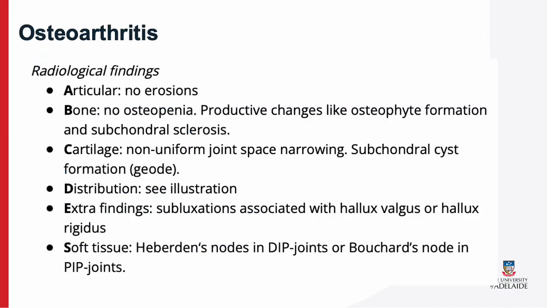So the A, B, C, D, E, and S of osteoarthritis. A, no erosions. B, no osteopenia, but productive changes, which are the osteophytes and subchondral sclerosis. C, non-uniform or asymmetric joint space narrowing, and you can have those subchondral cysts. D, we've already talked about the distribution. E, occasionally you can get subluxation or hallux valgus, and we've already talked about that genu varus deformity of the knee. And soft tissue, of course, the people who love to have their names after things, Heberden's and Bouchard's nodes.